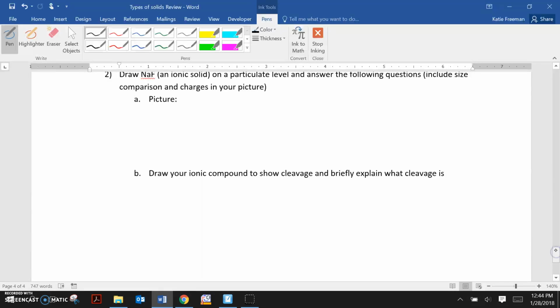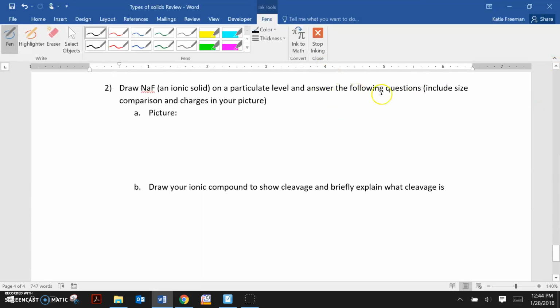Okay, from here, sodium fluoride, an ionic solid, on a particulate level, and answer the following questions. Include the size of the atoms or the ions and the charges in your picture. So first off, we're looking at sodium fluoride on our periodic table. Sodium is positive, and it's also going to be much larger due to the fact that it is further down on the periodic table, and then fluorine is going to be smaller and negative.